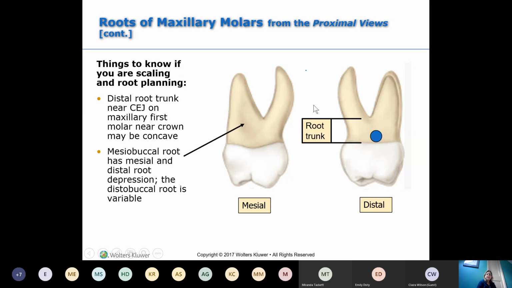Things to know when you're scaling. The distal root trunk near the CEJ on the maxillary first molar near the crown may be concave. So if you're looking at a maxillary first molar, the one with your cusp of Carabelli, near the CEJ here on the distal part, you may have a depression. This is the mesial view. This is the distal view. You may have a depression right here.